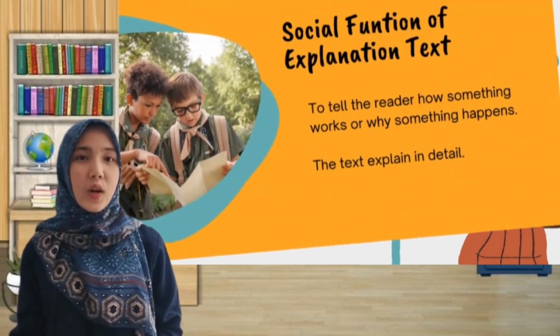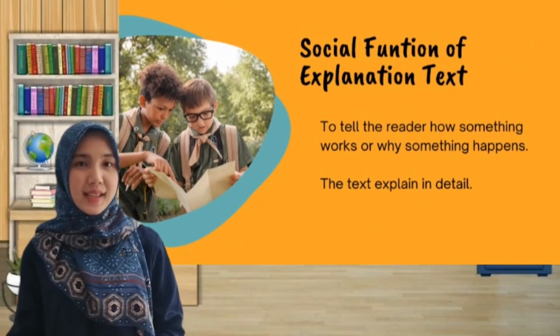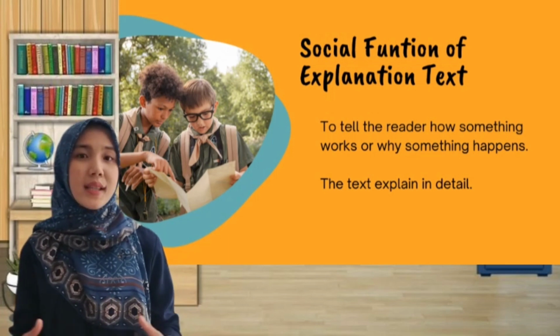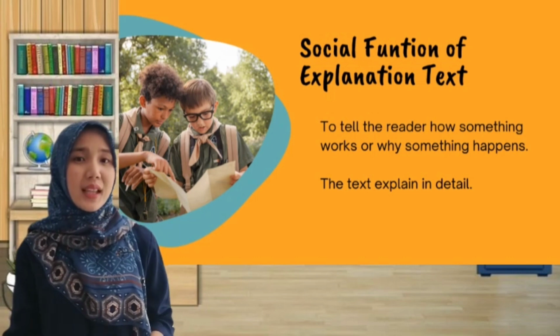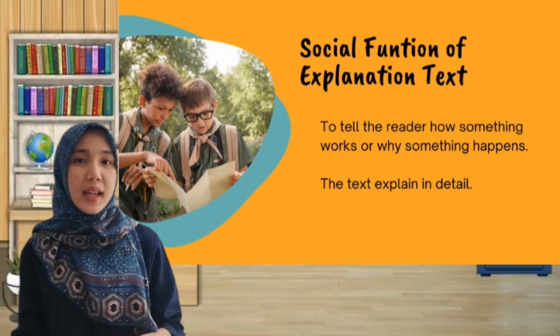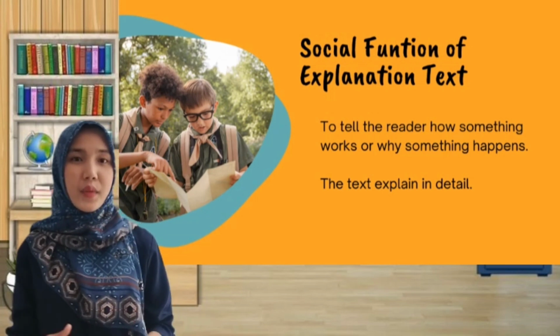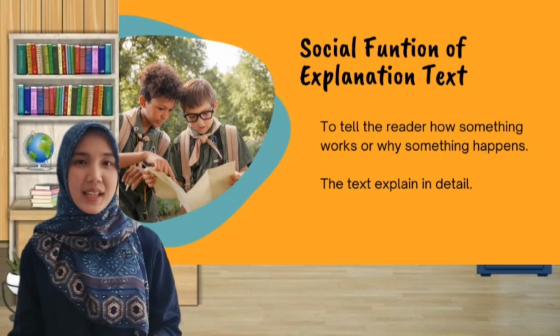The social function or purpose of explanation text is to tell the reader how something works or why something happens. Usually, the event conveyed in explanation text will be explained in detail so that readers can get good information.